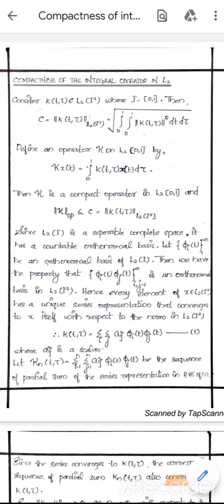In the previous sections, for proving the compactness of this operator, we used the idea that the image of the open ball in L2 of I is pre-compact. Here, in this section, we are proving the compactness by using an operator with finite rank. Okay.